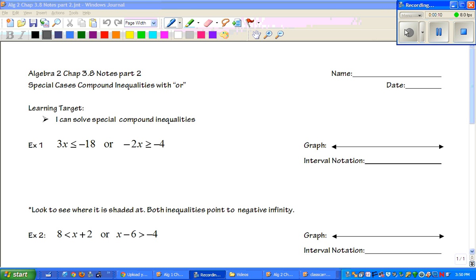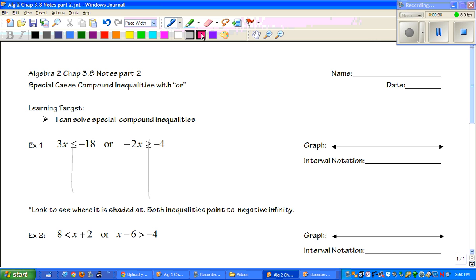Today we're talking about special cases and compound inequalities with OR. So our learning target today is to be able to solve compound inequalities. All of these that we're going to be talking about today are special cases. So to see exactly what that's like, let's first go ahead and solve these guys.